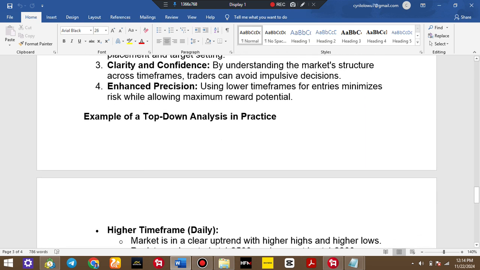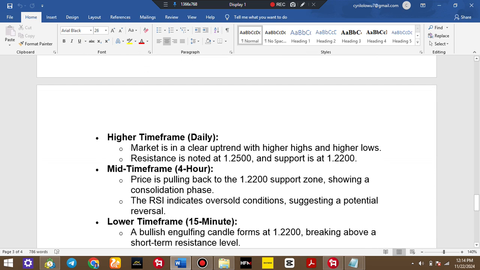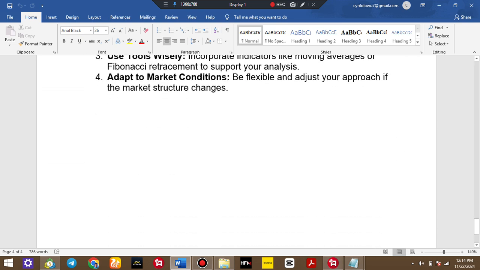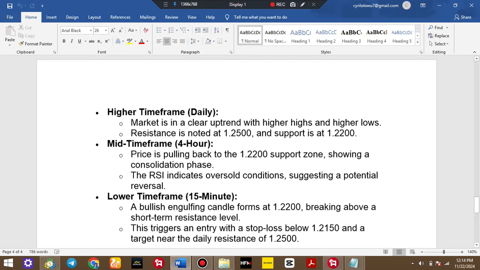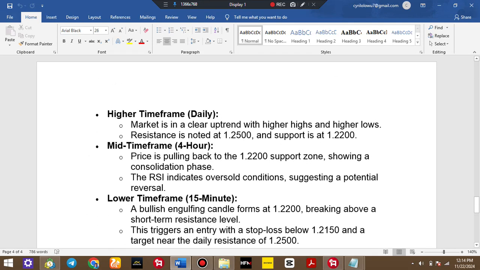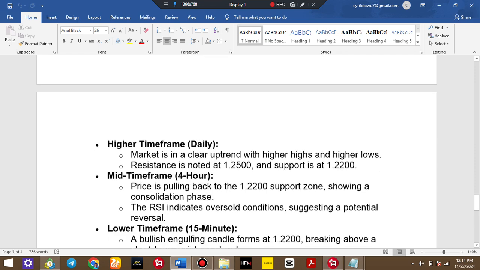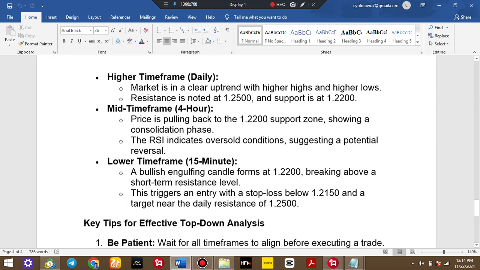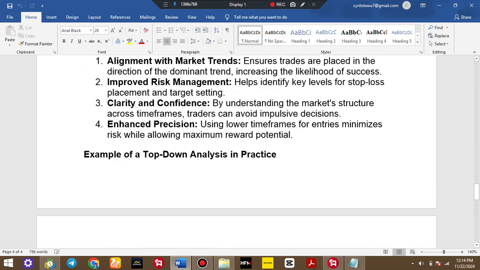Example of top-down analysis in practice. I will take you to the chart now. Then we'll do that, because if I should explain this in this write-up, it might not make any sense. But so far so good.